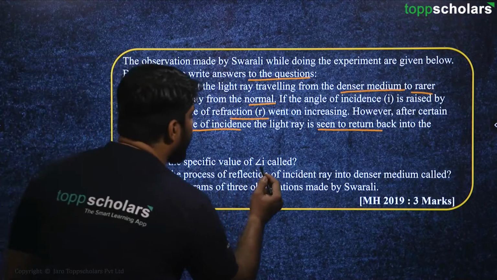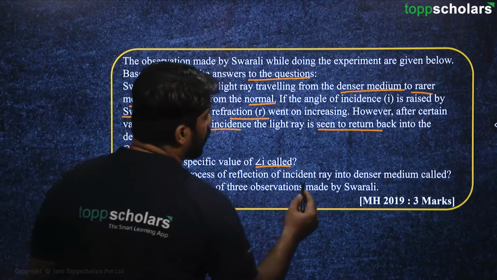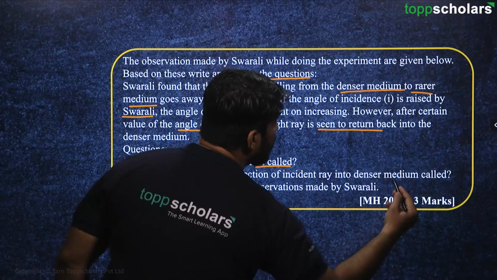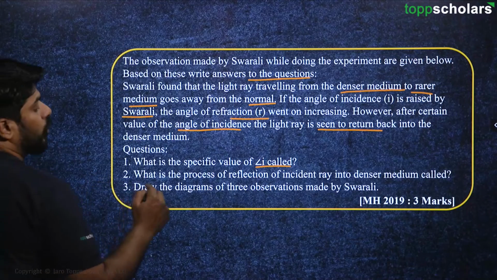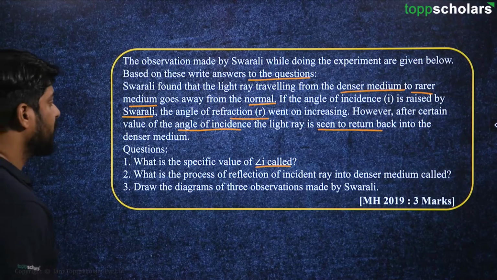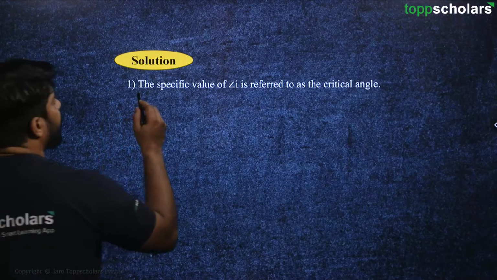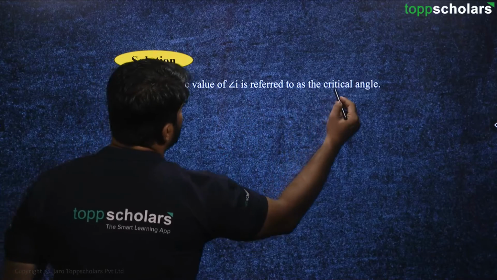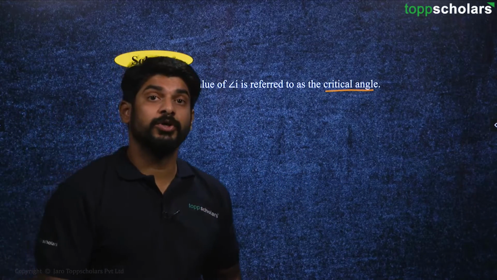What is the specific value of I called, and what is the process of reflection of incident ray into denser medium called? Then draw the diagrams of 3 observations made by Swarali. So here it is. Let's look at the answer. First, the specific value of I is referred to as critical angle. So this is very important over here.